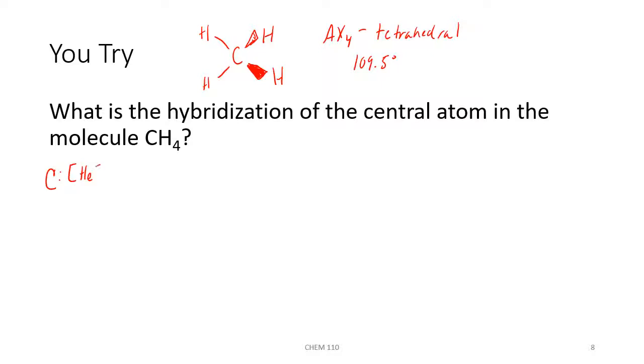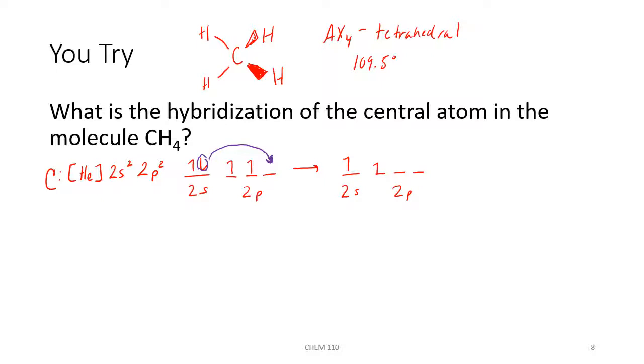If we write out our electron configuration, we'd have helium 2s2, 2p2, and if we draw out our orbital diagram, that means we have 2 electrons in our 2s orbital, and we have 2 electrons in each of the 2p orbitals. Imagine taking one of our 2s electrons, promoting it up to the empty 2p orbital, and that would give us 1 electron inside of our 2s orbital and 3 electrons, 1 in each of our 2p orbitals.